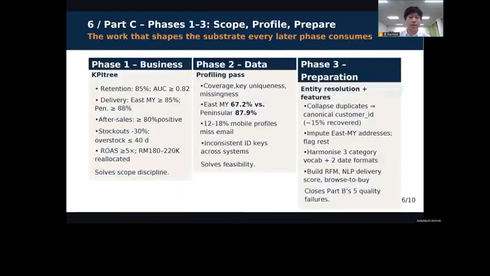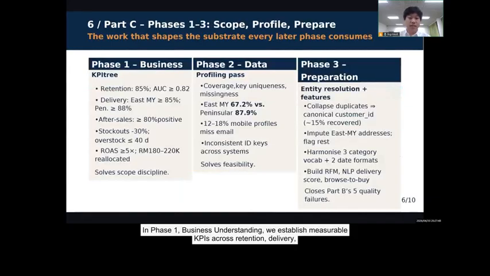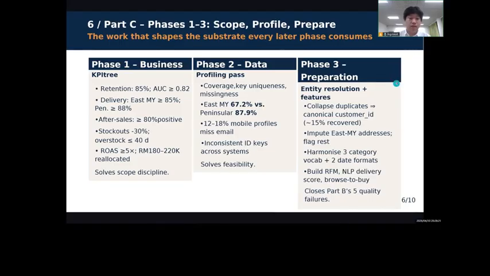In phase 1, business understanding, we establish measurable KPIs across retention, delivery, and operations. Phase 2, data understanding, reveals structural gaps like fragmented customer identifiers and severe address missingness in East Malaysia. These findings make phase 3, data preparation, the most critical step. Here we resolve cross-device duplicates to recover 15% of our customer base, impute missing addresses, and harmonize categories. By building powerful RFM and NLP features, we structurally resolve our data failures before any modeling occurs.